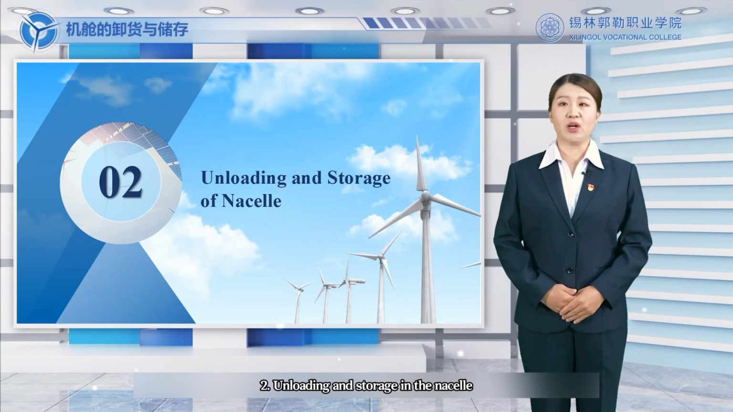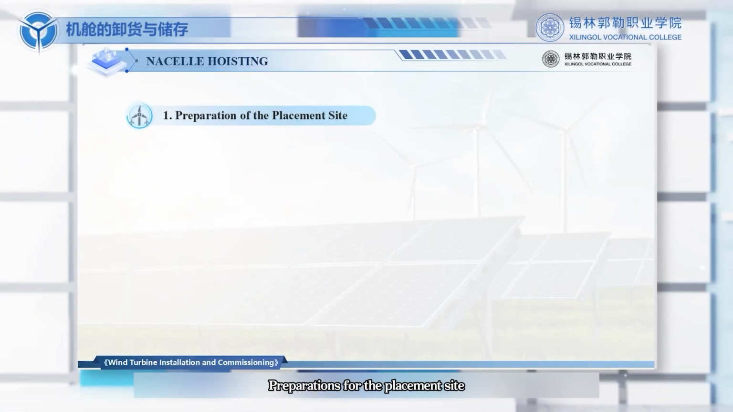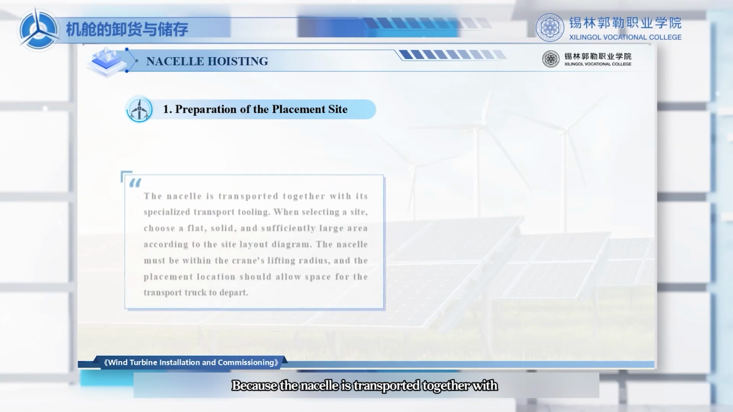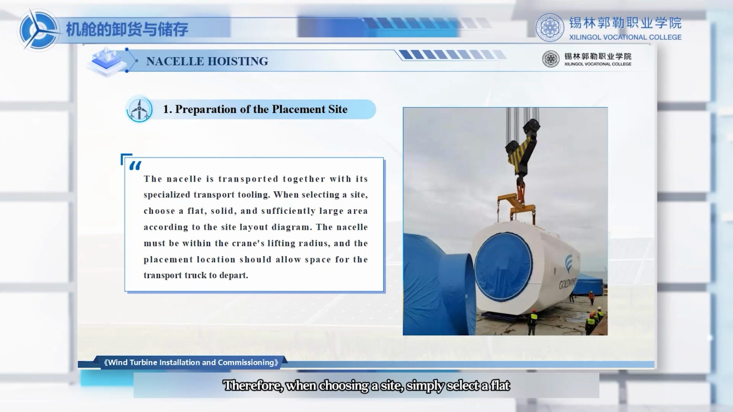2. Unloading and storage of the nacelle. Preparations for the placement site. Because the nacelle is transported together with the nacelle transportation tooling, when choosing a site, simply select a flat, solid, and sufficiently large ground according to the layout diagram of the site. The nacelle should be within the lifting radius of the crane. The ground where the nacelle is placed should have enough space for the transport vehicle to drive away.